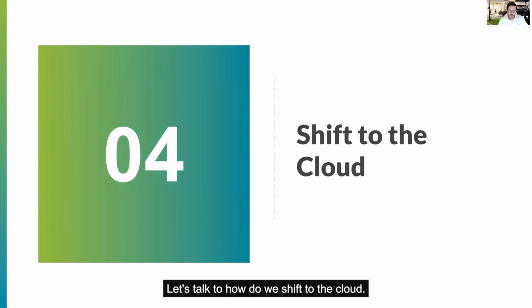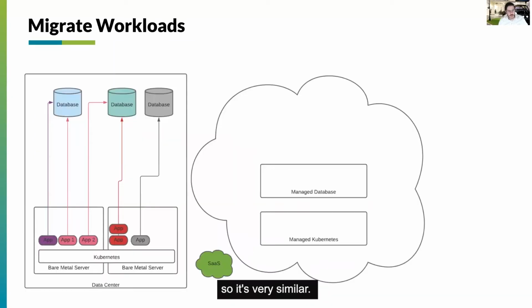Let's talk about how we shift it to the cloud. So I have a very similar view here of what that looks like. We're lucky with our SaaS that's already running in the cloud. But the first thing that we want to do is stand up our cloud instance. This should be done using infrastructure as code.